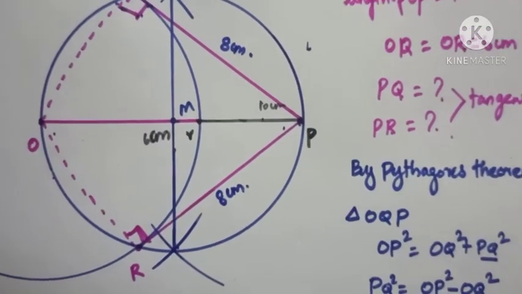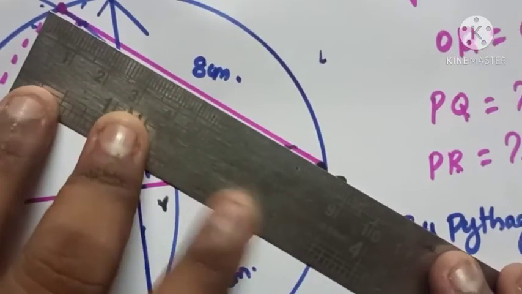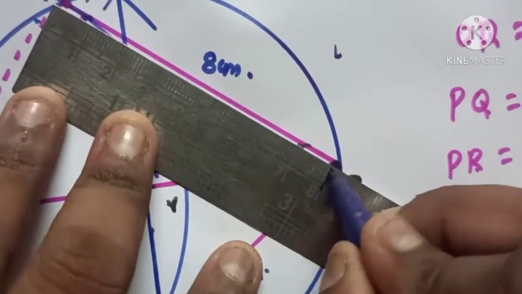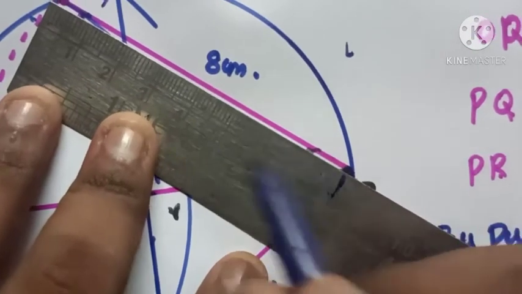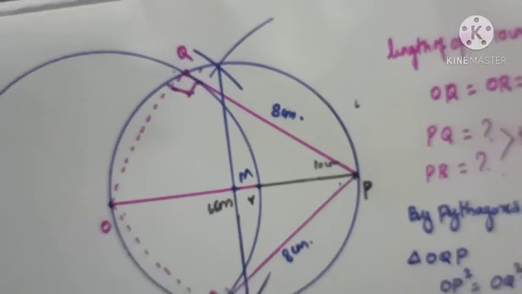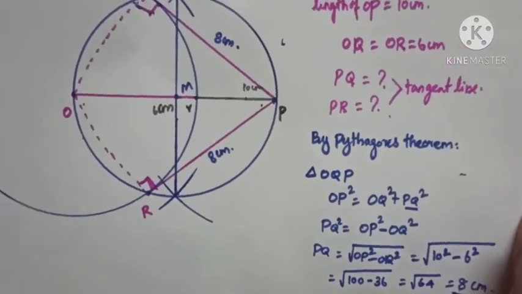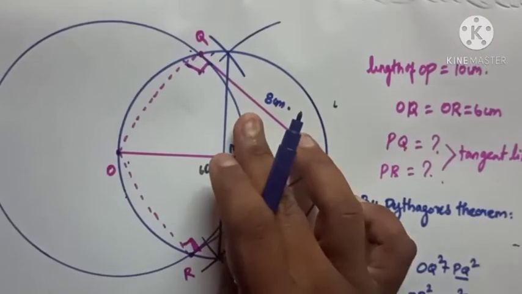So now you just check with the measurement. Okay children, now you look, it shows 8 centimeter. Okay, so now we got the correct answer. So the length of the tangent is 8 centimeter. So again I have to recall. First, what do I have to do?